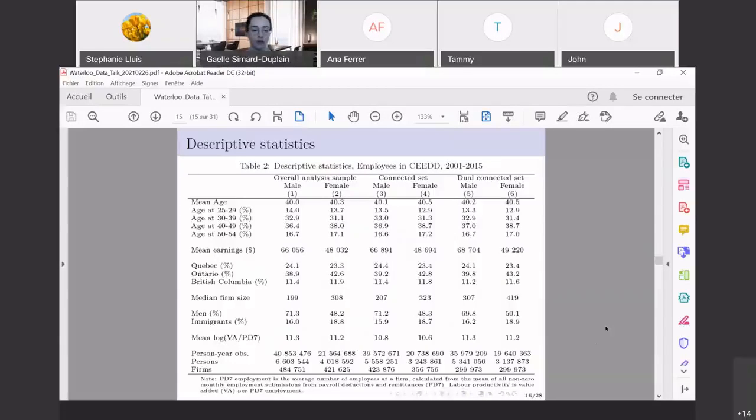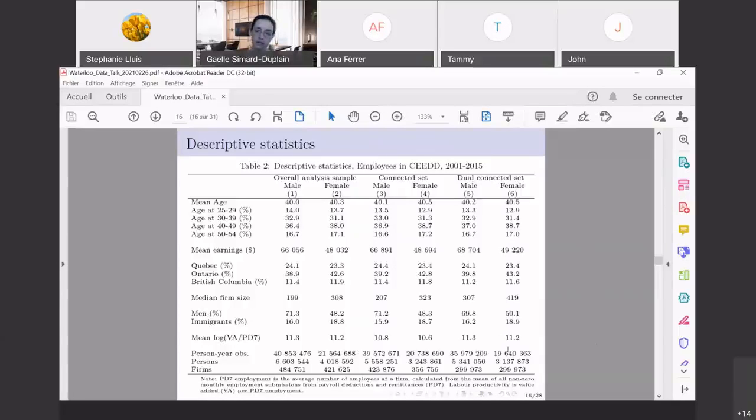So first, let me show you a little bit the kind of sample that we're working with. Ultimately, we're going to estimate the two wage equations on the connected set, which is documented in these columns. But we're going to use the dual connected set to normalize the firm fixed effects. And so when we talk about the total firm contribution and the role of sorting and bargaining, we're going to be using the dual connected set.